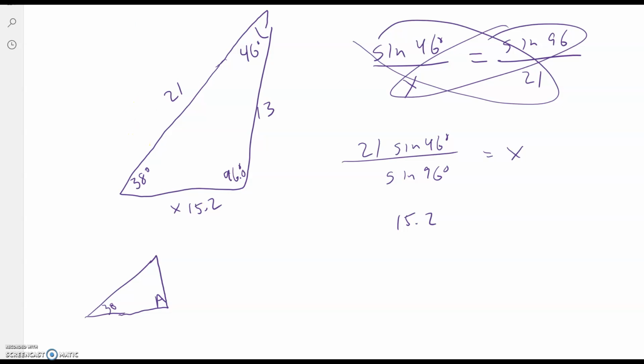And also, to check your work, let's erase the x now, you can just use common sense. Just ask yourself, does this make sense? The biggest angle is opposite the longest side. Yeah, that makes sense. The medium angle, 46 degrees, matches up with the medium length, and the smallest angle, 38 degrees, matches with the smallest side. So that's a quick, easy way to check to see if you're on the right track as well. And that's it for that question.